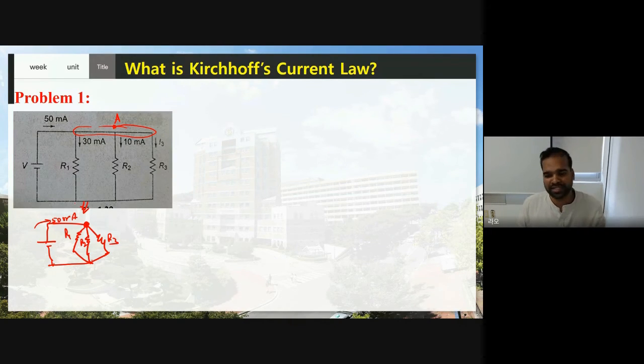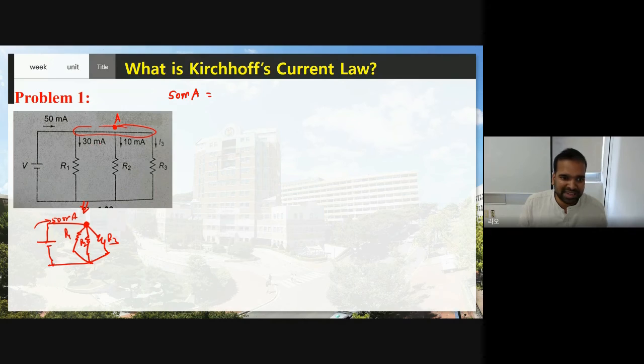Both circuits are the same, no changes at all. Now as per this diagram, my node is A, and how much current is entering? 50 milliampere is entering, which is equal to the sum of the currents leaving from node A.